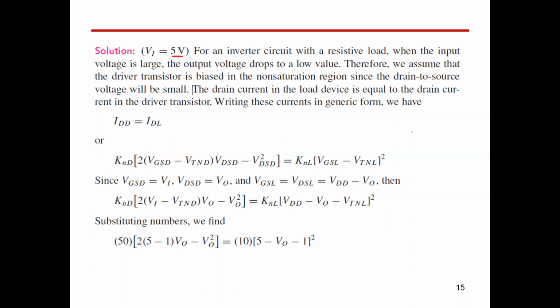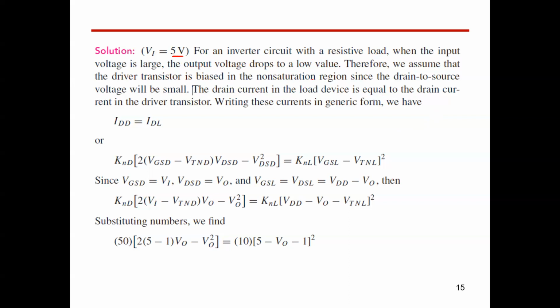So 5 volt for an inverter circuit with resistive loads, when the input voltage is large, which is 5 volt, the output volt drops to low. So we expect that the output volt would be low, because inverter means if you apply active high, the output will be active low. Since the output volt would be active low, we assume that the driver transistor is biased in non-saturation region.